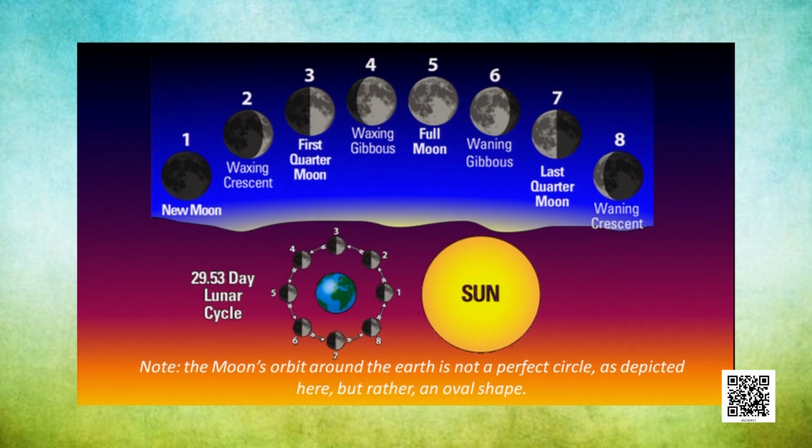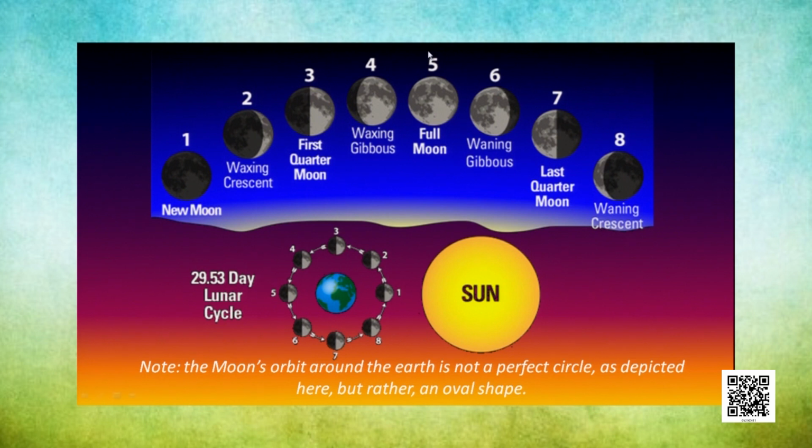Half of the moon is seen. Children, half of the moon is seen. And this is known as first quarter moon. Why do we call it first quarter moon? Because we see this on the 7th day of the month. And it is the first quarter.